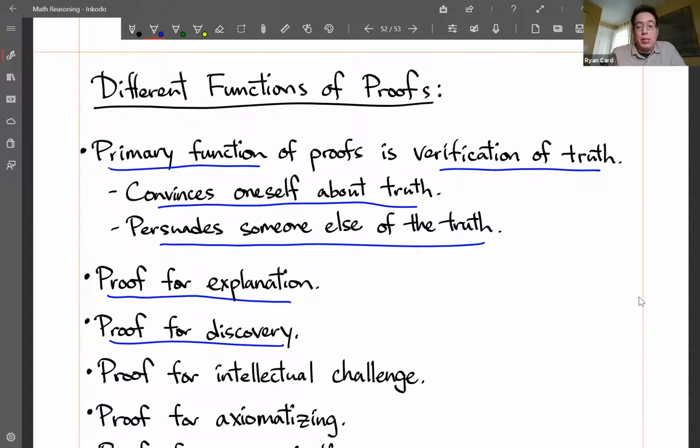Proof could be used for discovery. So you're exploring something and you're playing around with a number or some definition, and maybe you discover something that you didn't know before. So there's some playing around, and the proof could be used that way as well. You just want to explore what's true out there. You're not particularly looking to prove something, but like, oh, hey, you can play around with this and see if you get a particular pattern out of it.